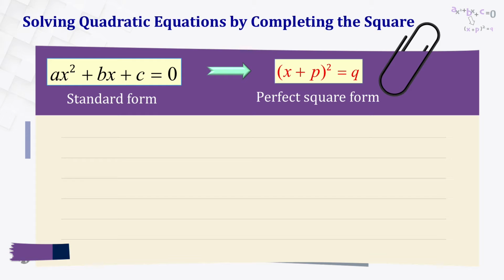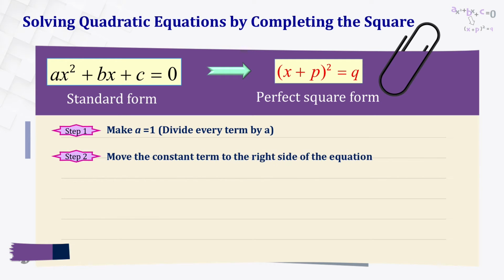There are 5 steps. Step 1. Make the leading coefficient a equal 1 by dividing the entire equation by a. Step 2. Move the constant term to the right side of the equation. Step 3. Add half the coefficient of the middle term squared to both sides of the equation.